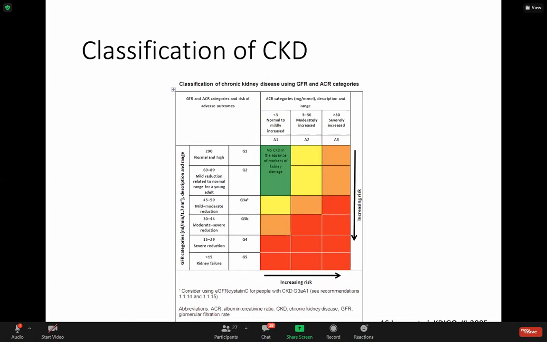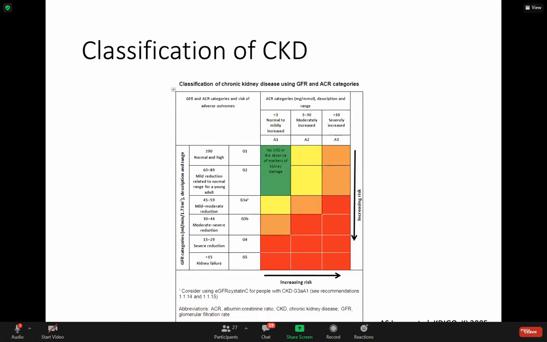Okay, if his GFR is 70 and the albuminuria is only 20 mg per millimole, or 200 mg per gram, what do you call this class? G2A2. Well done, Moataz. G2A2.